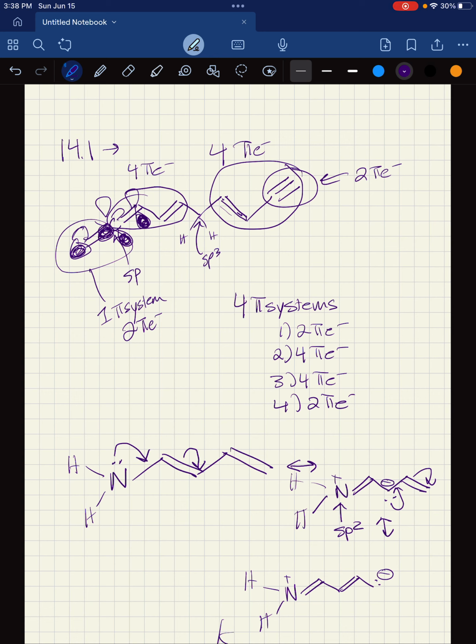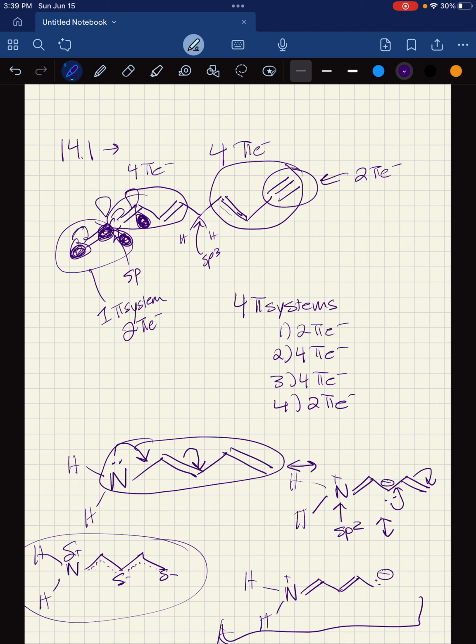So you end up with a total of 3 resonance structures. And the resonance hybrid for that would look like this. The partial positive on this nitrogen, and let me fix my resonance structures here, a partial negative on that carbon atom and a partial negative on that carbon atom. And so with this, what we end up with is 1 pi system with 6 pi electrons.